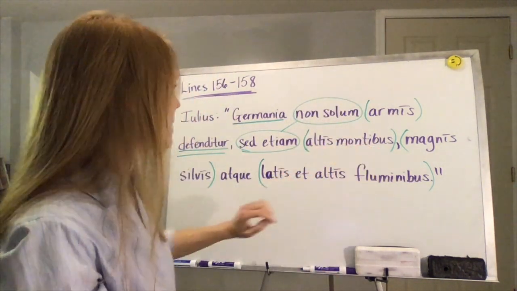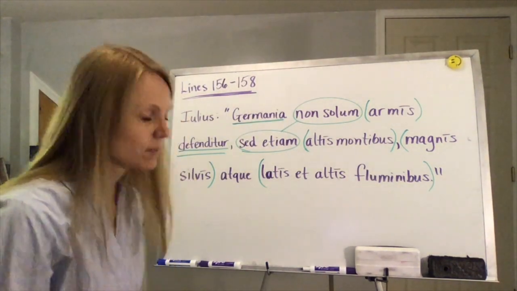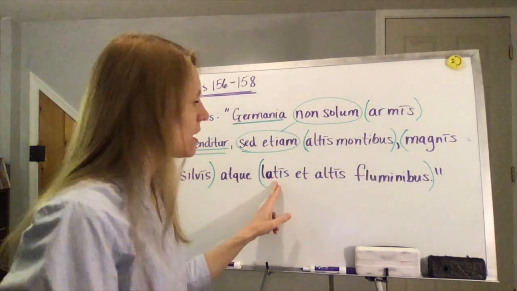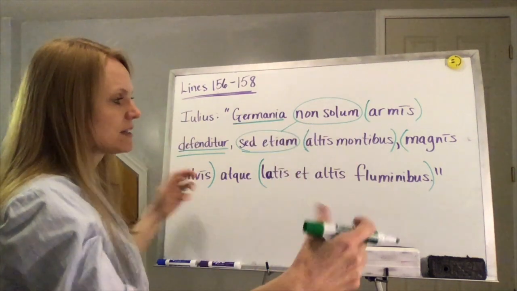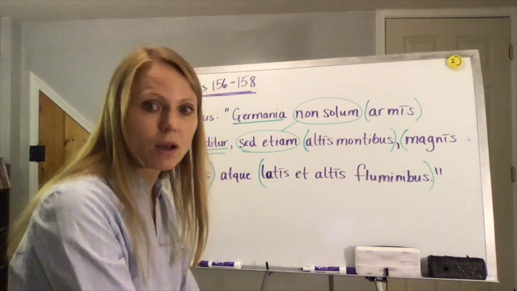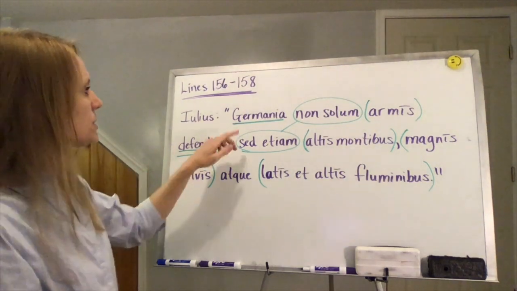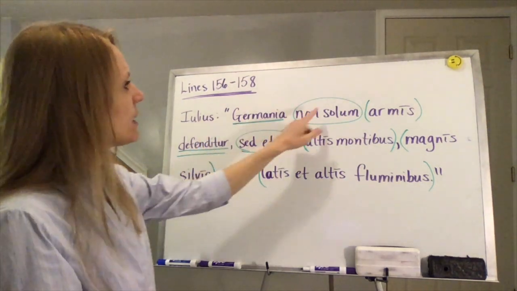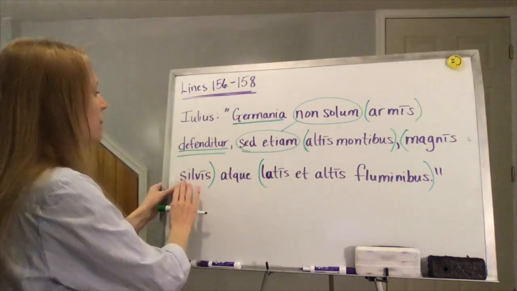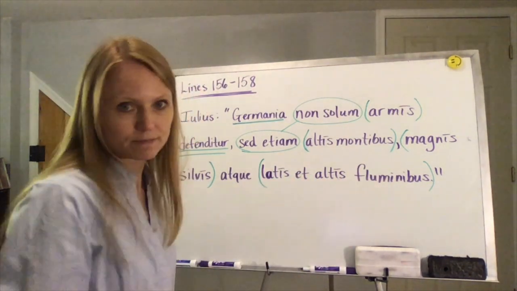Tall mountains, by big forests, and by, remember how we remember this one, lat fat? Okay, by wide and, what did you decide? By deep, this one's deep, by wide and deep rivers. So we put it all together and it's just simply saying Germany is defended not only by weapons, but also by tall mountains, by big forests, and by wide and deep rivers.